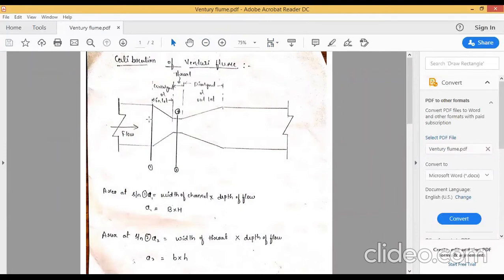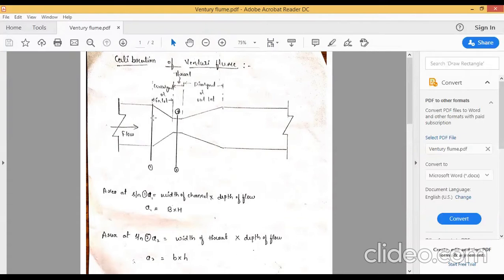So how will you find out the area? If it is a channel, you have to find out the breadth. In the pipe, you should take cross-sectional area, but it is an open channel and it will be like a square. So how will you find out the area? Cross-sectional area at section 1, A1 is equal to width of channel into depth of flow. Width of channel you will get from the laboratory, and then depth of flow you have to calculate.